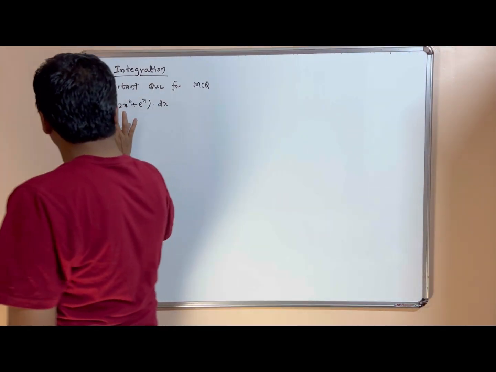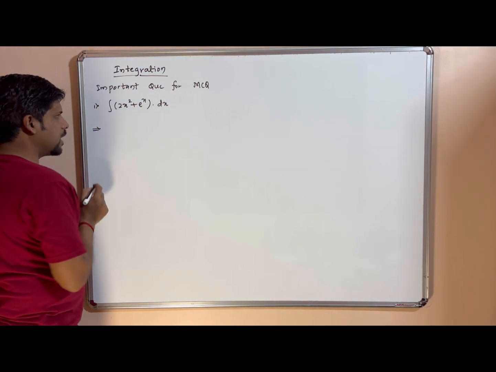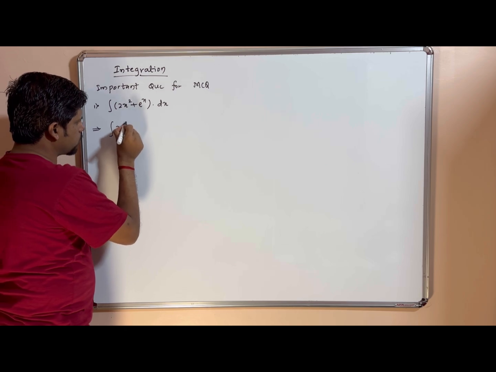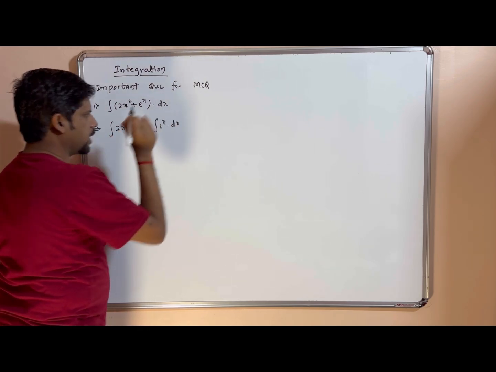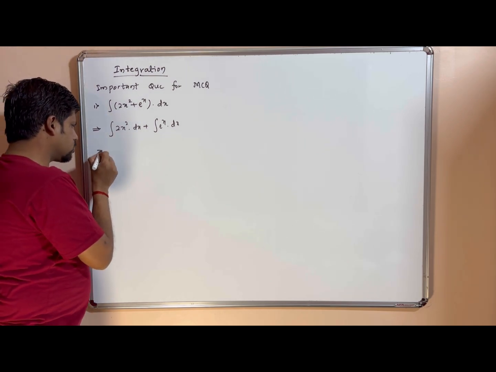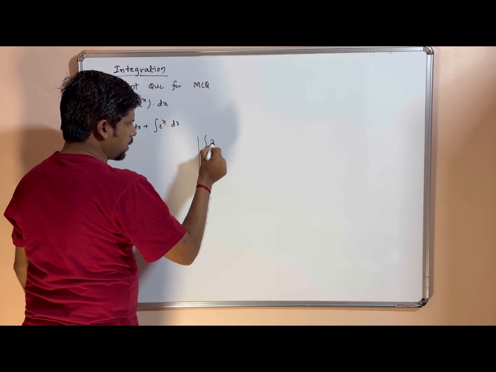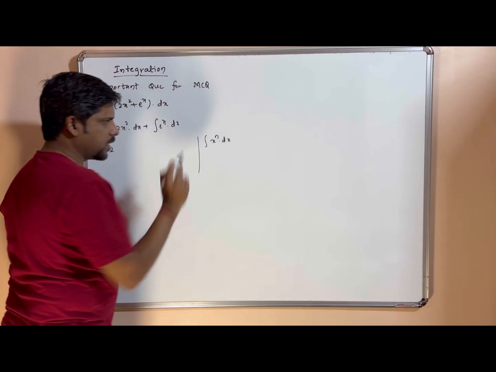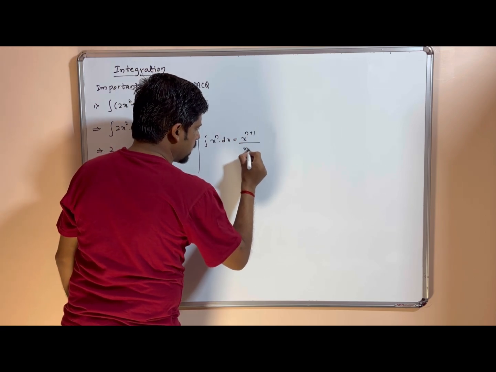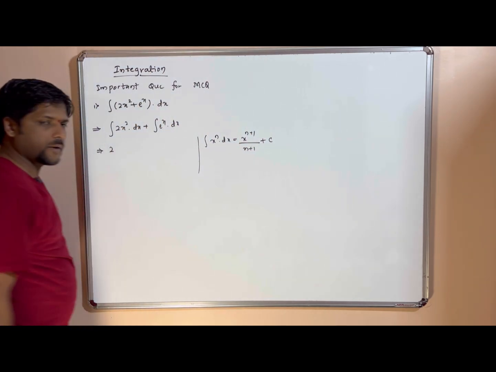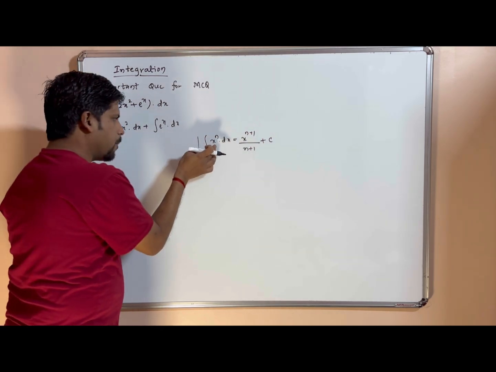So here given is the integration of 2x square plus e to the power x into dx. This can also be written as integration of 2x square into dx plus integration of e to the power x into dx, right? This can also be written as 2 is constant, take it outside, integration of x to the power n into dx. We have the formula x to the power n plus 1 divided by n plus 1 plus c, where c is an integration constant, right? So compare these two.